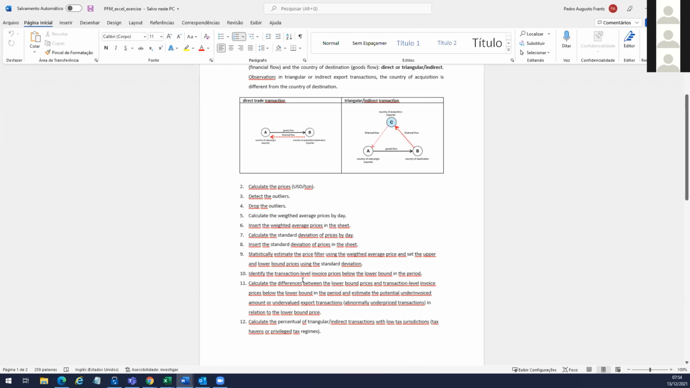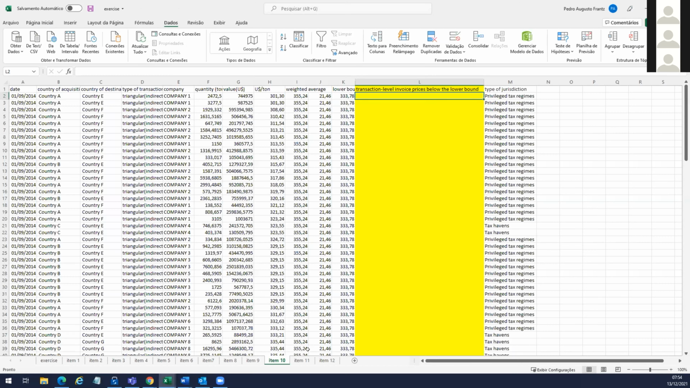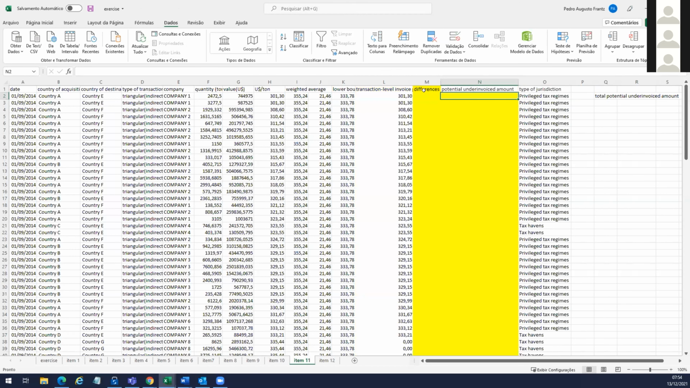Eleven, calculate the difference between the lower bound price and transaction level invoice prices below the lower bound in the period and estimate the potential underinvoices amount of undervalued export transactions. Here, we ask you to calculate the difference between transaction level invoice and lower bound, and put the difference here and calculate the potential under invoices. This is the difference times quantity. This is the potential under invoices.